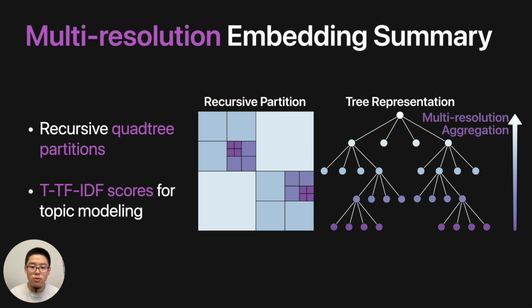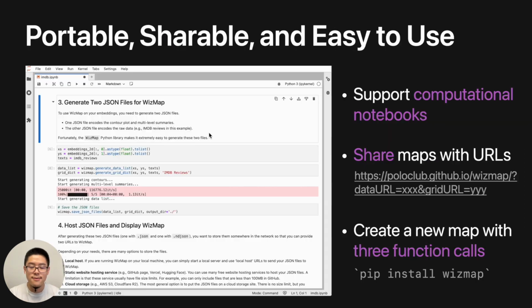Then we record the tiles, so when users zoom in, we can show a more appropriately sized square and surface the topics of that square. So that's how we do the multi-resolution aggregation, or the multi-resolution summaries, of the embeddings. To learn more details, please read our paper for more discussion on how we implement the multi-resolution embedding summary.